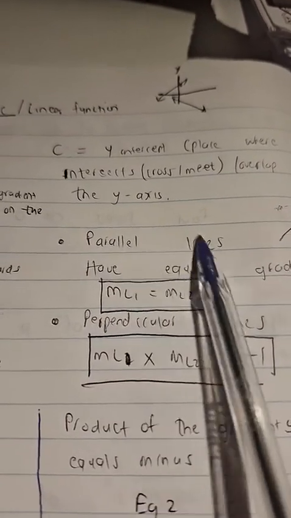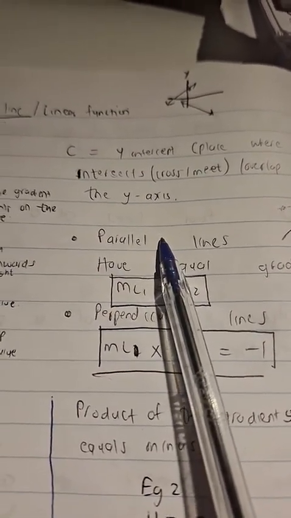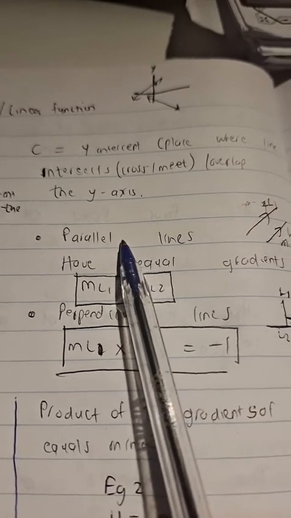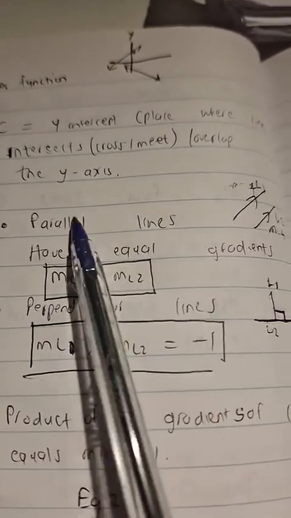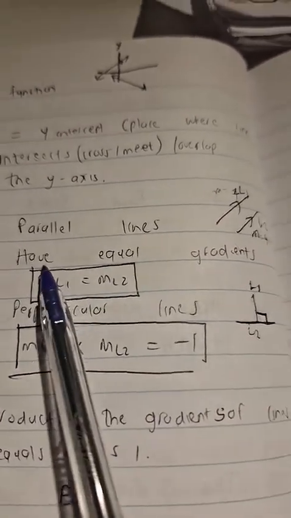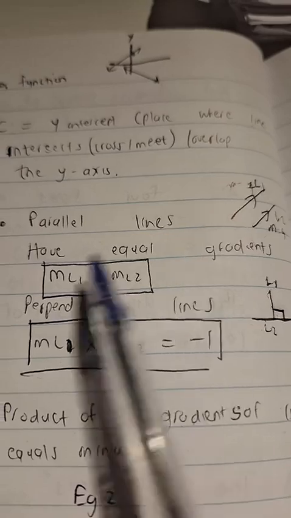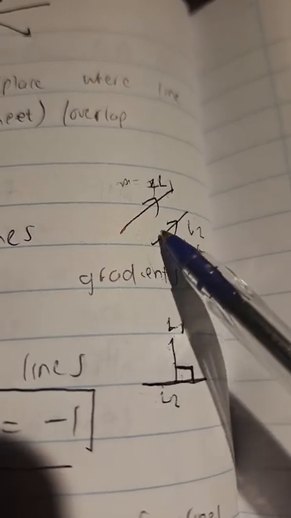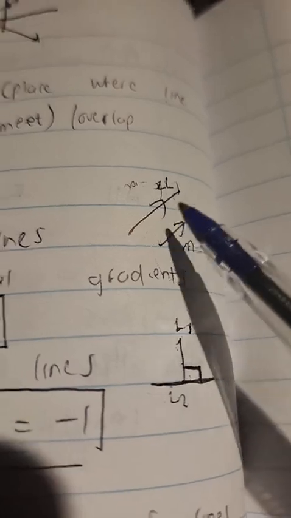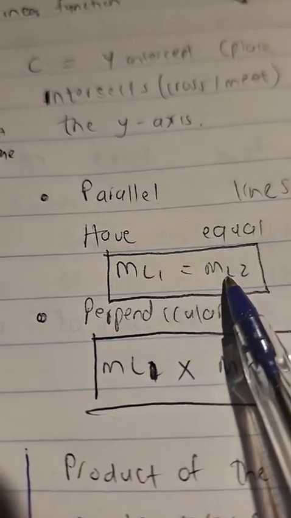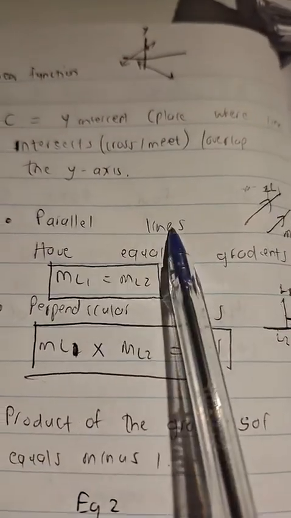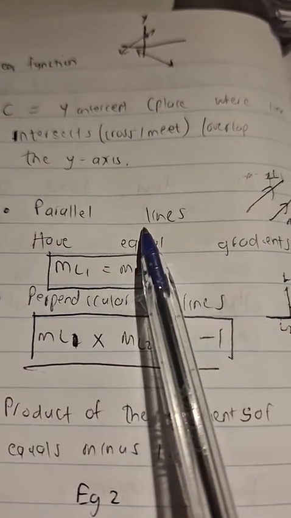Then we looked at parallel lines, which have this significant property: parallel lines have equal gradients. So we spoke about gradient and what it is. If lines are parallel, then we know that the gradients are equal. For instance, if you have line 1 and line 2, and these two lines are parallel, as you can see that they are, then we can conclude that the gradient of line 1 is equal to the gradient of line 2. That's something unique about our parallel lines.